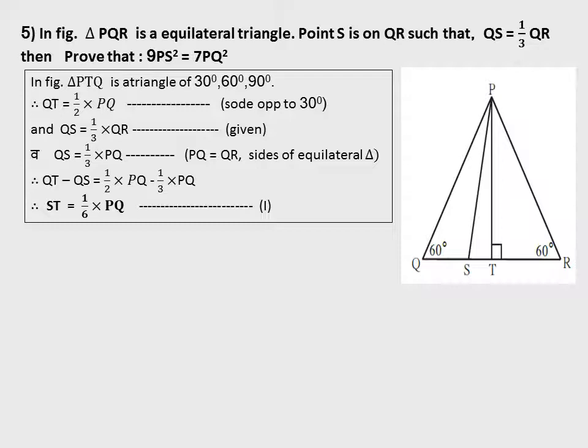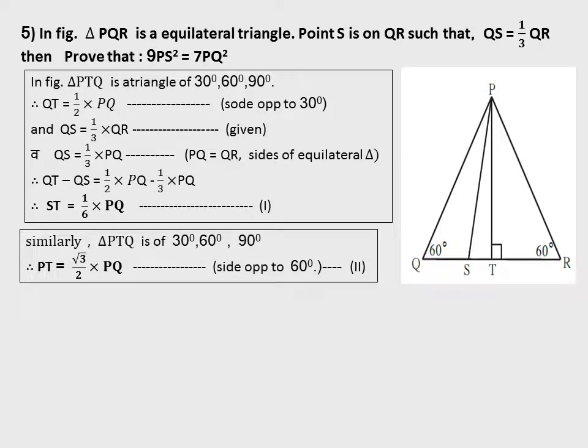Now let us see second step. In first step, we used the property of 30, 60, 90 degree triangle. Now, similarly in triangle PTQ, we can use the 30, 60, 90 degree triangle property. PT equal to root 3 upon 2 PQ, the side opposite to 60 degree. PT is the side opposite to 60 degree in triangle PTQ. So this property is used.